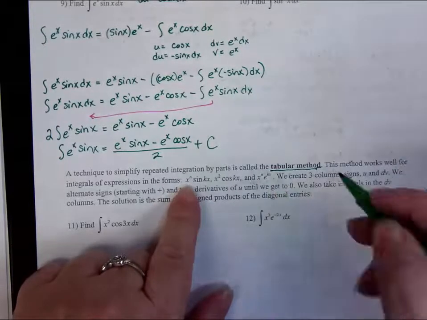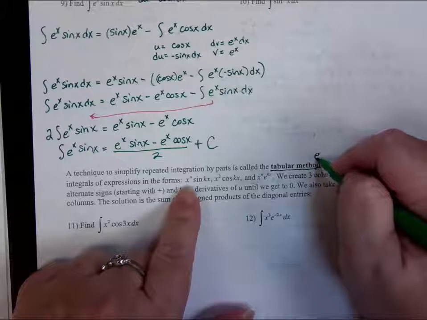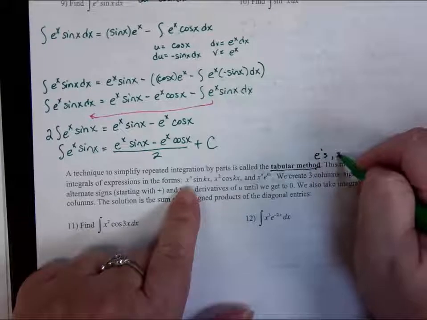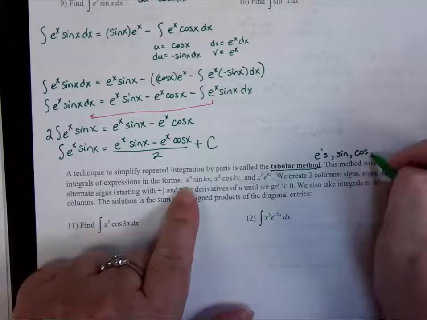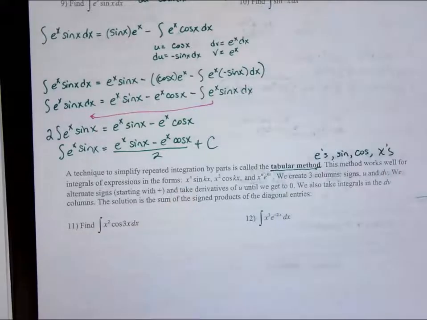The tabular method works with e's, sine, cosine, and x's. If you have any combination of those, usually it's an x with one of the other three. That's when you know to do the table. If you have an x and an e in the same problem, or an x and a cosine in the same problem, or an x and a sine in the same problem, that's when you do the table.